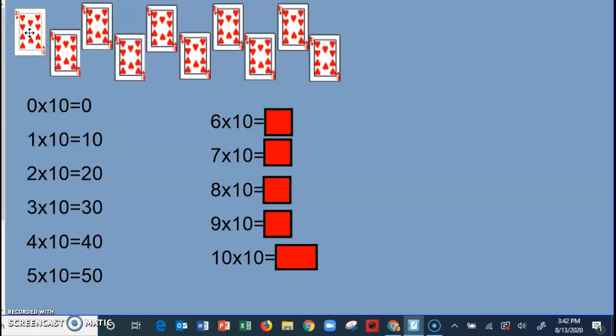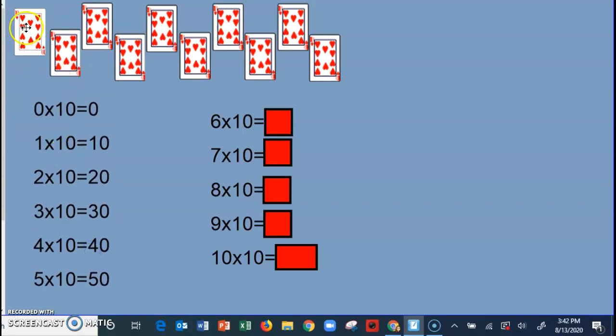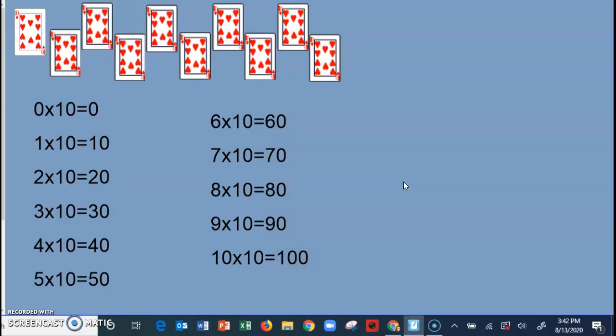One group of 10 is 10. 2 groups of 10 would be 10, 20. 3 groups of 10 is going to be 10, 20, 30. 4 groups of 10, 10, 20, 30, 40. 5 groups of 10 is 50. 6 groups of 10, 7 groups of 10, 8 groups of 10, 9 groups of 10, and what do you think 10 groups of 10 is going to be? 10, 20, 30, 40, 50, 60, 70, 80, 90, 100. Here's your pattern, counting by tens.